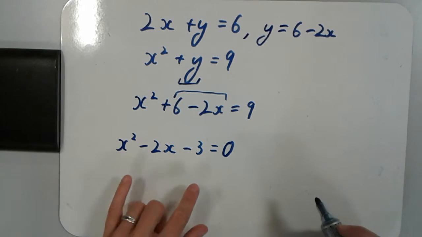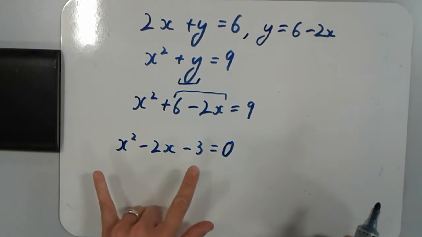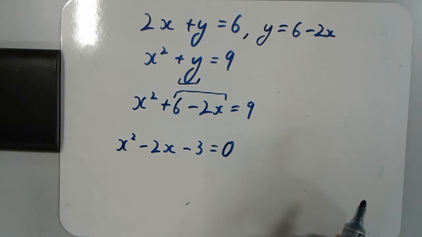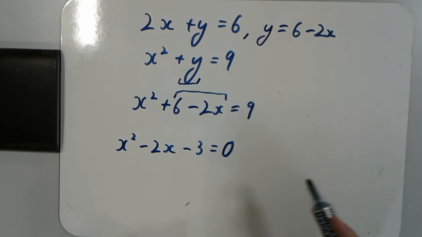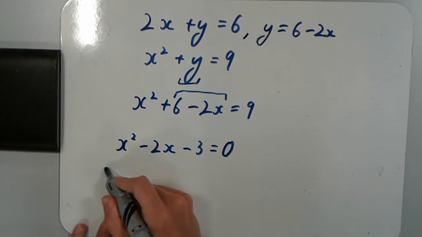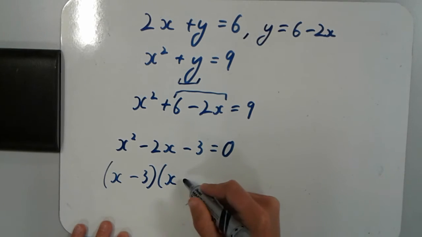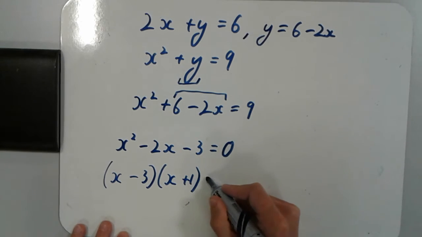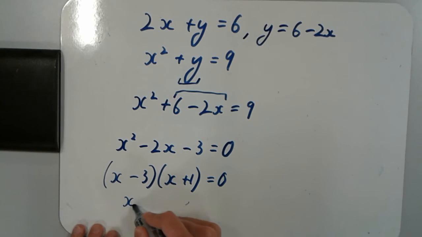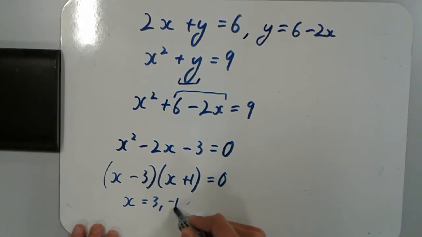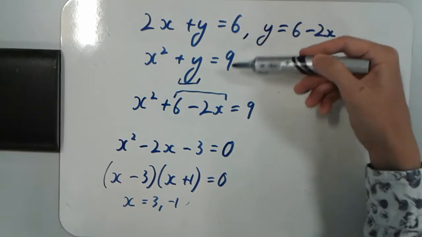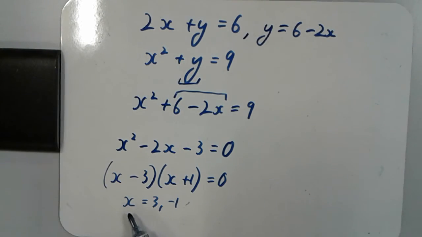Always have a quick check to see if your quadratic factorizes. If it does, we can factorize it and solve it nice and quickly. If it doesn't, then we can just put it into the calculator and it will tell us the solutions. So we've got our two values of x which will work. These two equations are both satisfied when x is either equal to 3 or minus 1.